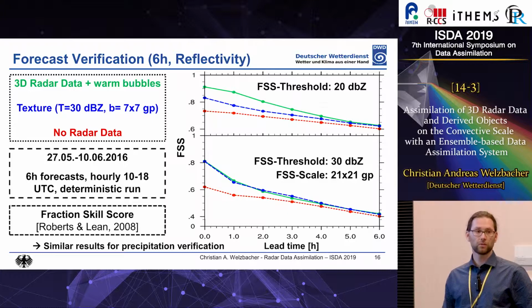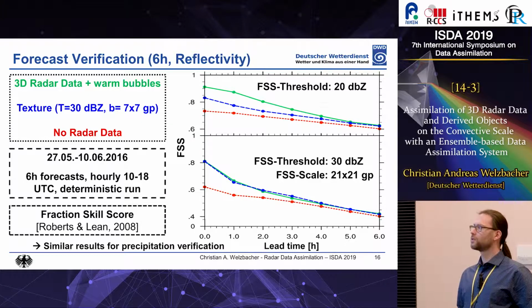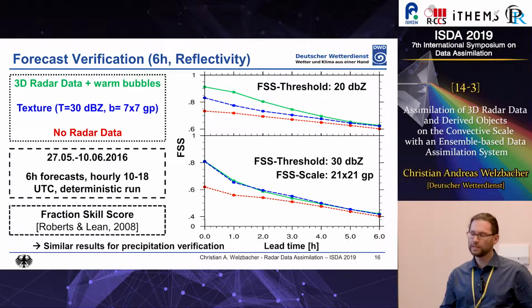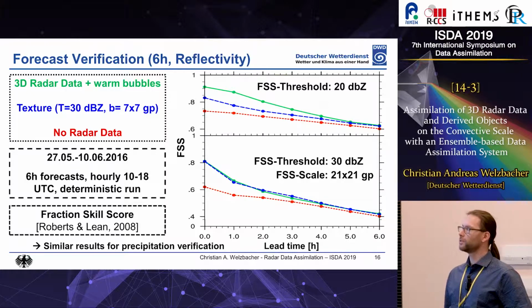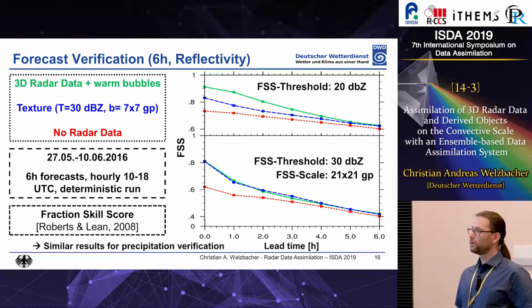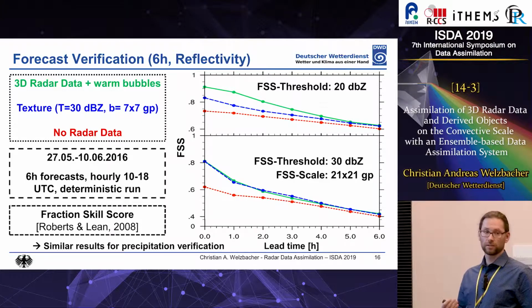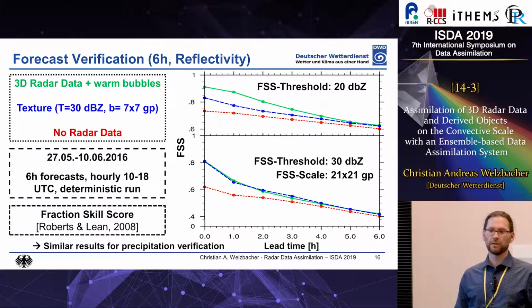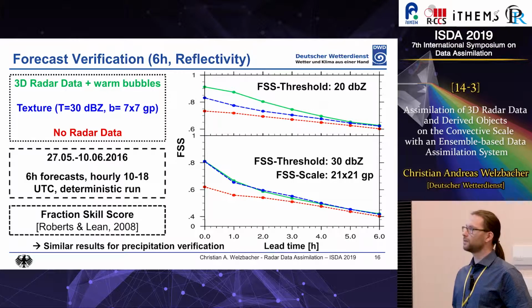And this time, I also verify these reflectivities by using the fraction skill score. And let's first look at the bottom box here. This is for the fraction skill score. You also need a threshold which you evaluate for. I took 30 dBZ, and you see for the texture, I also took 30 dBZ. And it's very impressive that the fraction skill score at this point is basically the same for the full 3D radar data assimilation and the texture assimilation. This is quite stunning, I find.